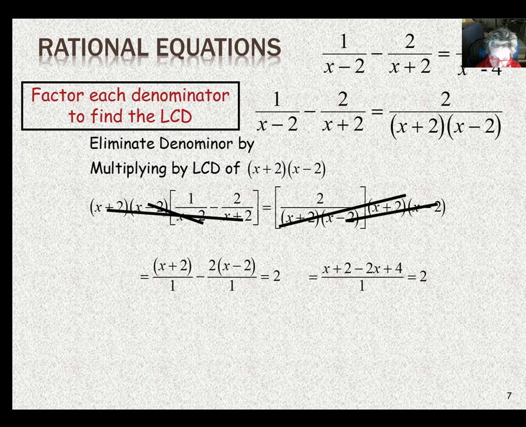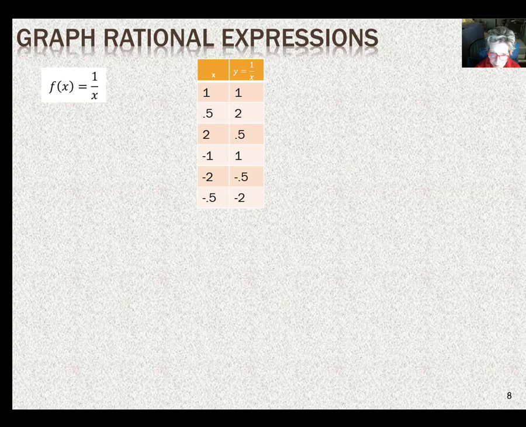Distribute the 2. Remember, I'm distributing a negative 2, so watch your signs. Combine my like terms, and I get negative x plus 6 equals 2, which gives me x equals 4, and that's my answer. My last slide, of course, is the graph, and this is your favorite, I'm sure.